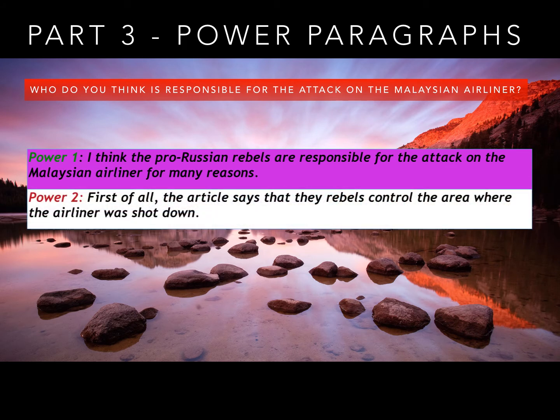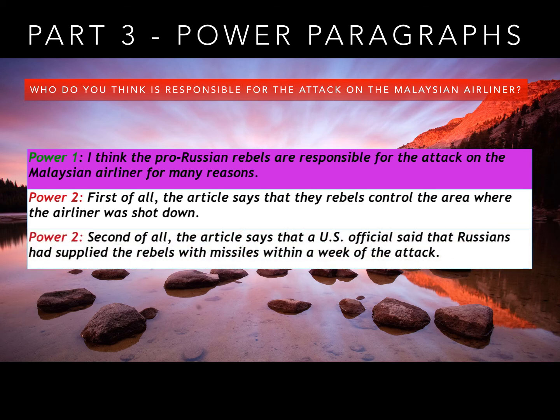My first Power 2 sentence starts with a transition word, first of all, and then it says, the article says that the rebels controlled the area where the airliner was shot down. So I know that this paragraph is pulling evidence from the text, and it says that the article says that piece of evidence. The next Power 2 says, second of all, the article says that a U.S. official said that Russians had supplied the rebels with missiles within a week of the attack. Again, that is evidence that the article presents that shows that the rebels are responsible for the attack if they had the missiles.